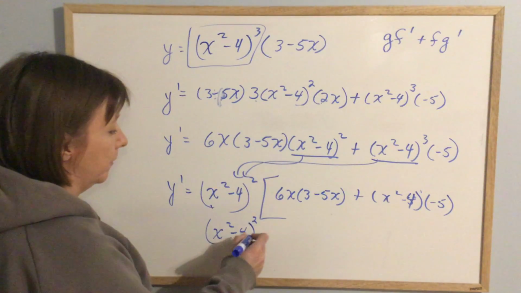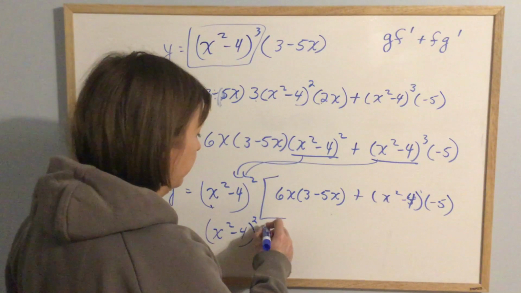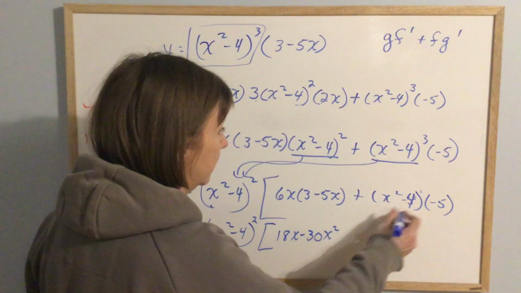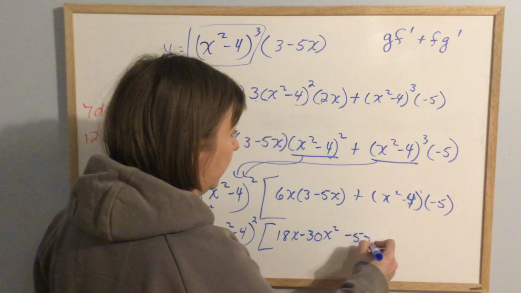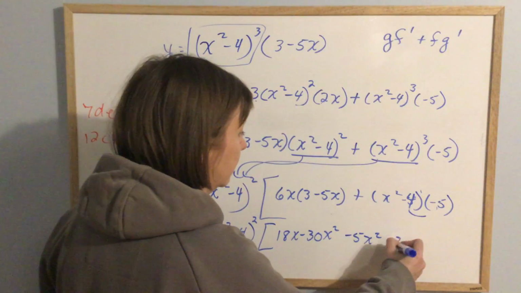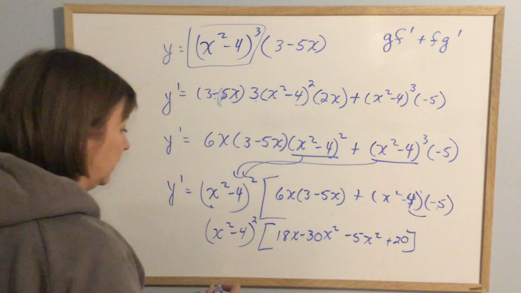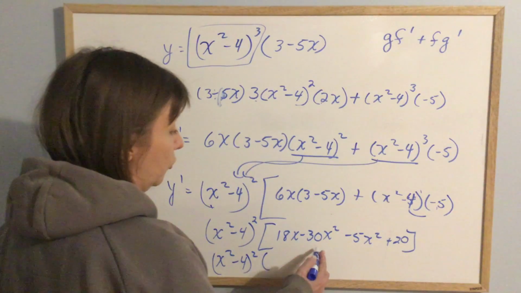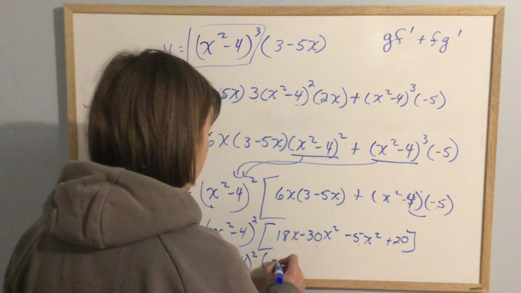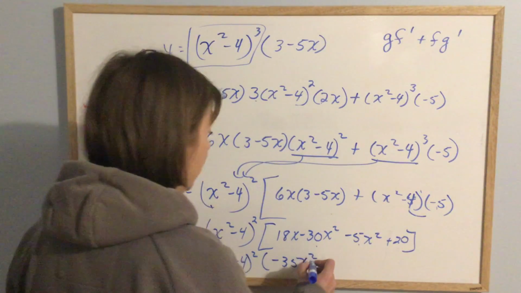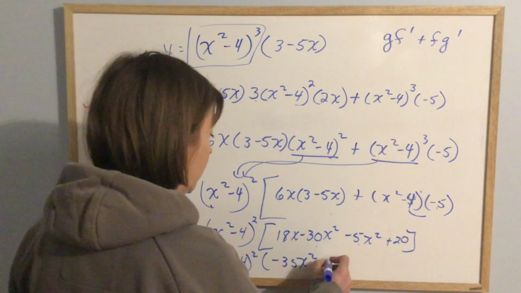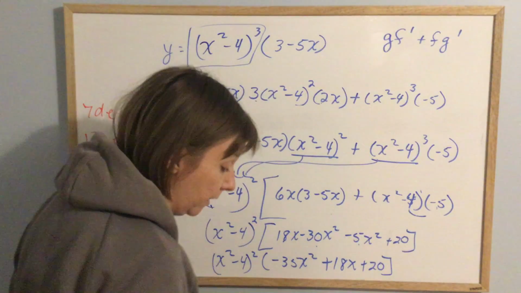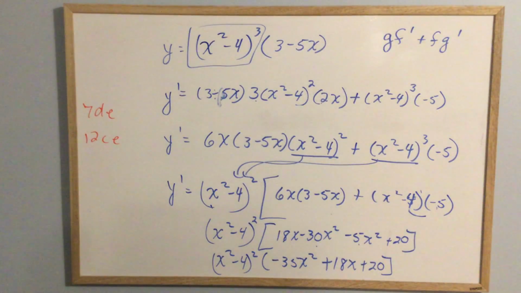So now let me clean up the inside a little bit. So I have x squared minus 4 squared. Here, I'm going to have 18x minus 30x squared minus 5x squared plus 20. So if I clean that up on the inside, x squared minus 4 squared times negative 30x squared minus 5x squared is negative 35x squared, and 18x, so just plus 18x plus 20. That's probably where I would leave it.